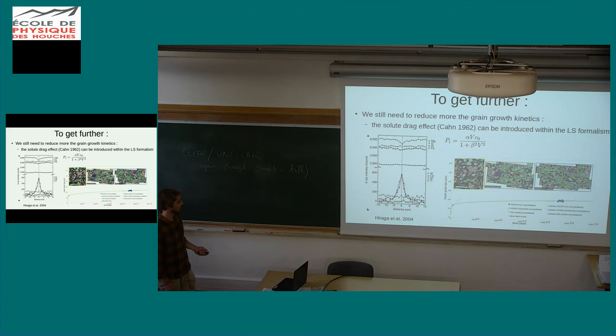What I want to do, and what I have begun, is to take into account the solute drag effect for the grain growth, because we see there is a segregation of impurities at grain boundaries within olivine, and the level set formalism could be modified to take into account the pressure induced by the segregation of these impurities. And with this, I am hopeful for adding 2 zeros within this graph. I am hopeful.